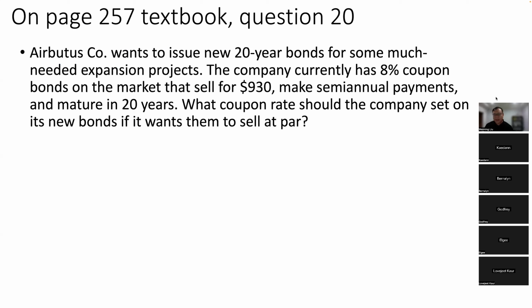So the question goes like this. Air Butters Corp wants to issue new 20-year bonds for some much needed expansion projects. The company currently has an 8% coupon bond on the market that sells for $930, makes semi-annual payments and matures in 20 years. What coupon rate should the company set on its new bonds if it wants them to sell at par?